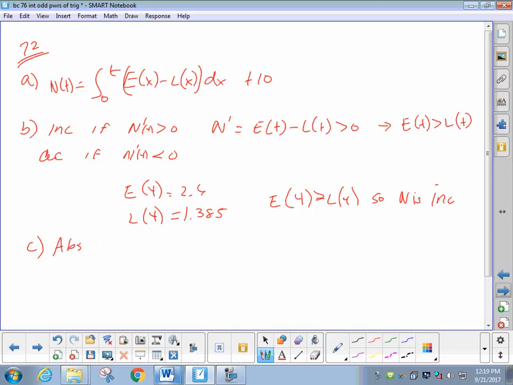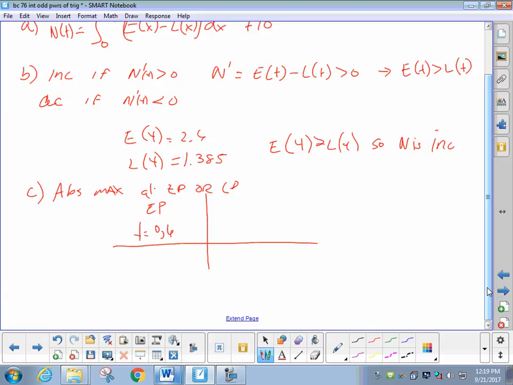Absolute max must be at critical numbers or endpoints. The endpoints are at times 0 and 6. The critical points are when the rate of change in the number of people, so that's M prime, which equals E minus L equals 0, also known as where the enter rate and the leave rate are the same. That's where they're equal, a possible candidate, and then before and after them, we have to ask, did it go from entering greater to less or whatnot.